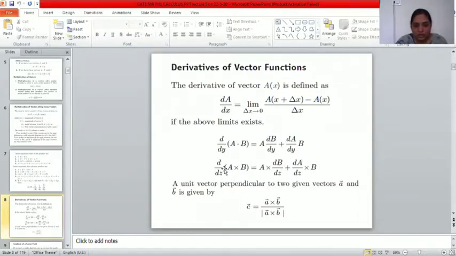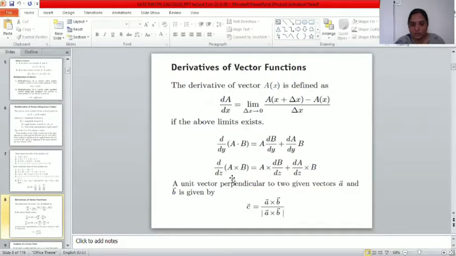Next is d by dz of a bar cross b bar. It is defined as a bar cross db bar by dz plus db first into derivative of second, plus second into derivative of first, but that product is a cross product, remember.